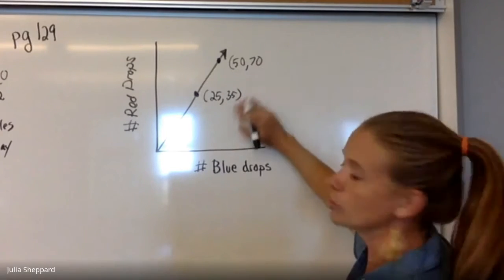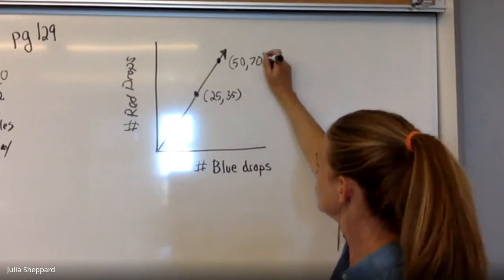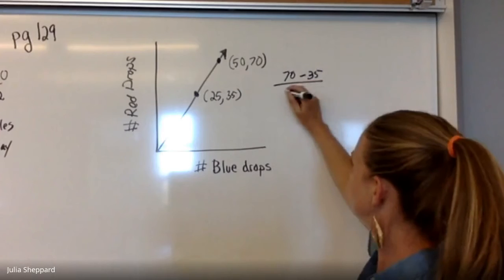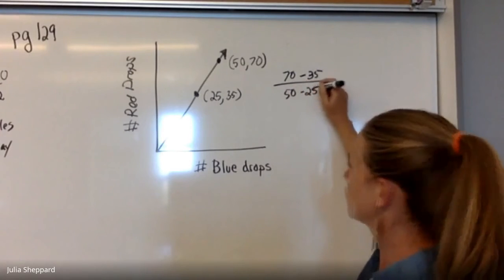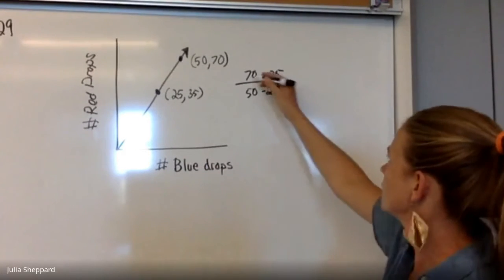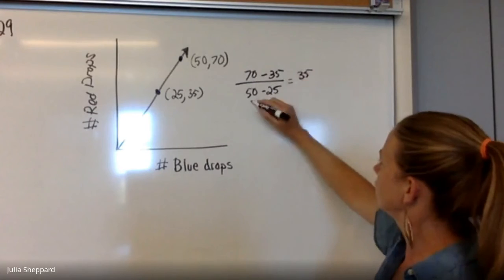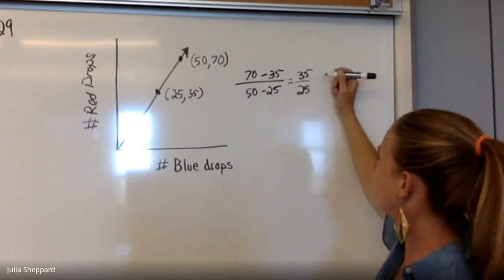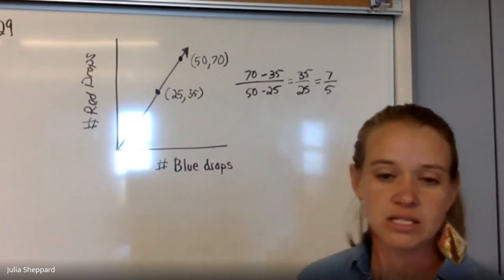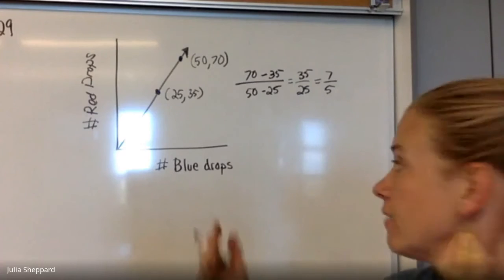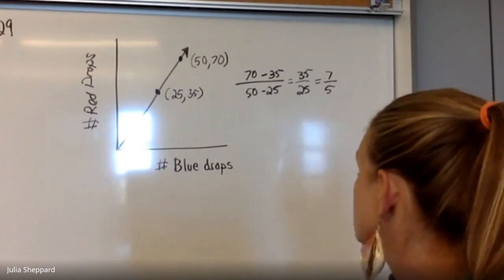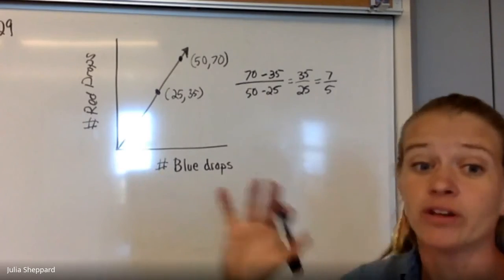Anyway, we can figure out the proportion. So we still do the y2 minus y1. So I'm going to do 70 minus 35 over 50 minus 25. And we're basically going to find the smallest ratio of food coloring that we need. 70 minus 35 is 35. 50 minus 25 is 25. I can reduce that by 5s, and I get 7 over 5. So that means, which is nice to know, for every 7 drops of blue, I need 5 drops of red, okay? What's really nice about this is, here's a great problem.